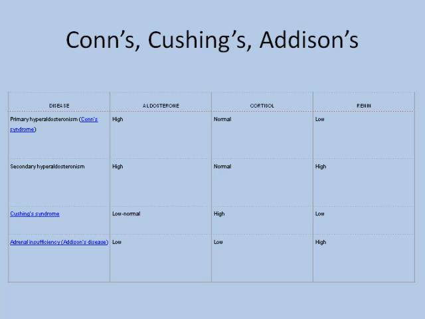You do need to know the difference between Cushing's and Addison's. This is a great chart that will help you make those distinctions. Somebody who's got hyperaldosteronism, primary or secondary, just as it sounds, will have a high aldosterone. The only difference is Conn's has a low renin, and secondary hyperaldosteronism has a high renin. Then we have Cushing syndrome and adrenal insufficiency or Addison's disease. Cushing's always has a high cortisol, and Addison's has a low cortisol.